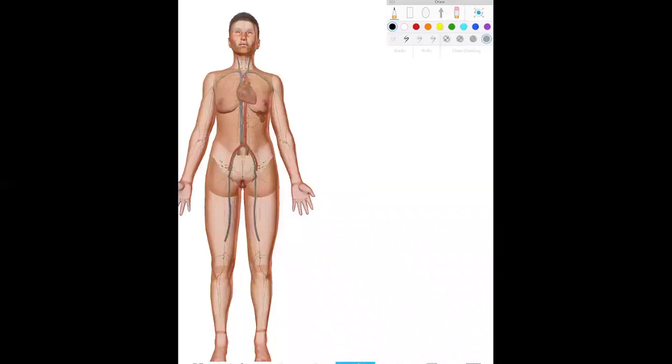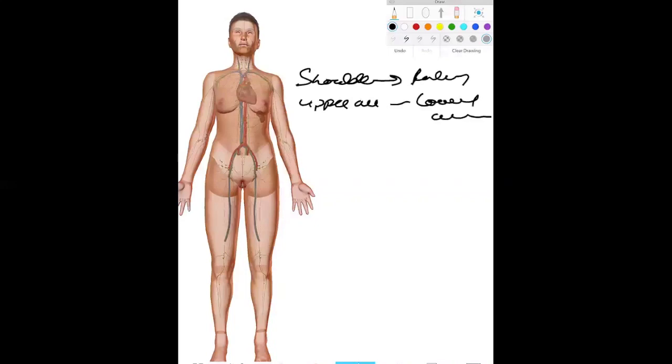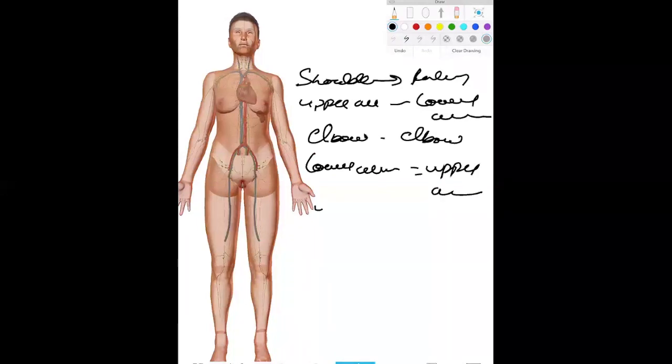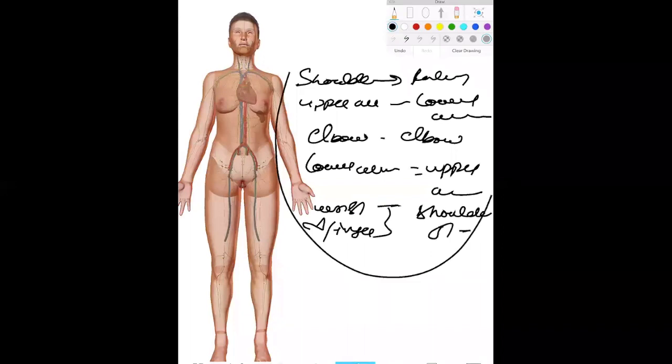But in the reverse imagination, as I told you, shoulder will be treated in the palm. Upper arm will be treated in the lower arm of the other hand. Elbow will be treated in the elbow of the other hand. Lower arm will be treated in the upper arm of the other hand. And wrist and finger will be treated in the shoulder joint. So this is called imagination or mirroring. This is the first concept of Master Tung.